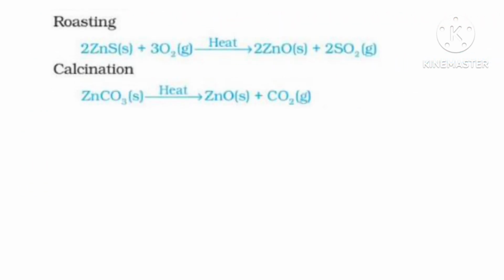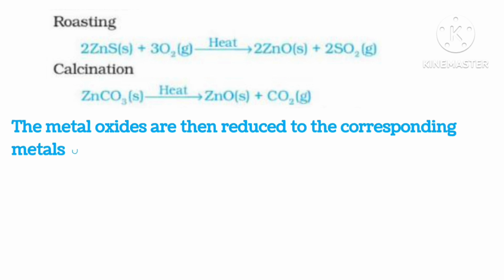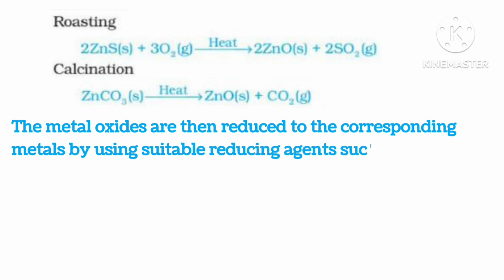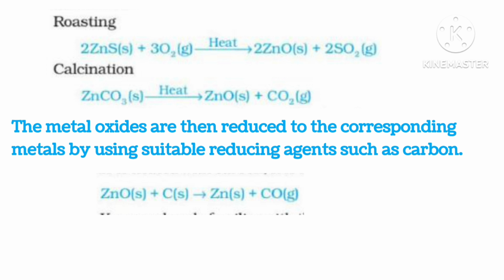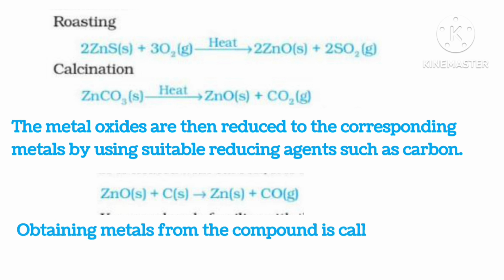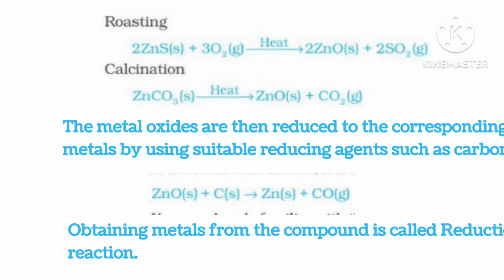As you can see here, in roasting, zinc sulfide is turned into zinc oxide, and in calcination, zinc carbonate is turned into zinc oxide. The metal oxides are then reduced to the corresponding metal by using a suitable reducing agent such as carbon. So zinc oxide in the presence of carbon gives zinc metal. Obtaining metals from the compound is called reduction reaction.